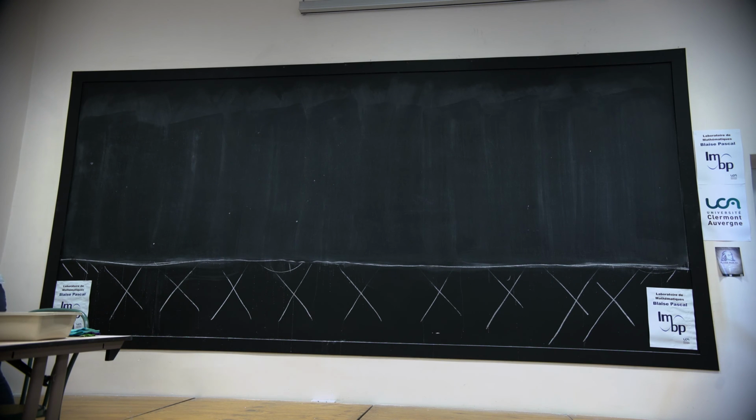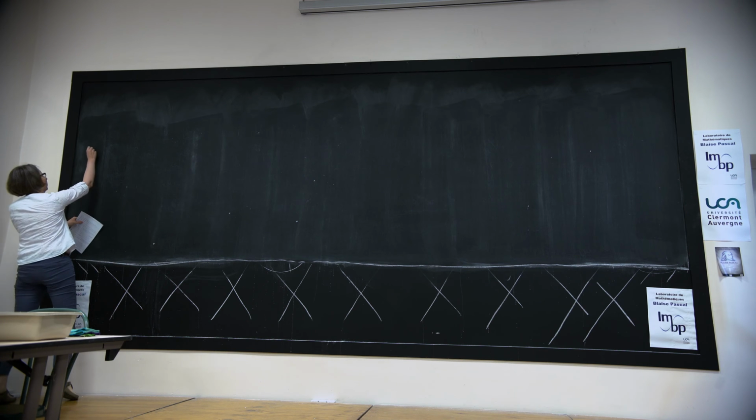And I want to now make use of this result in the context of the critical Erdős-Rényi random graph. So that's the next chapter in the notes.